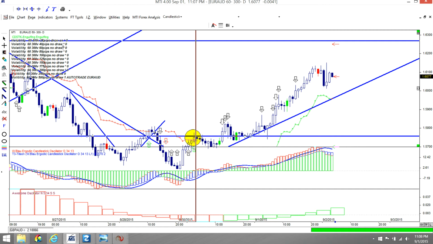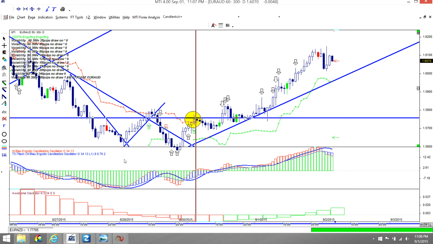You've got 25, 40, 60, 80, 100, 125, 150, 175, 200, 240, 500 pip targets. And on this last move, see, it's not as noisy as the smaller time frames. It'll hold the trade. You could just hold it until it calls or you get a trend line break. That's why you see I have this trend line drawn here. But these are all the profit points you could take on the way.